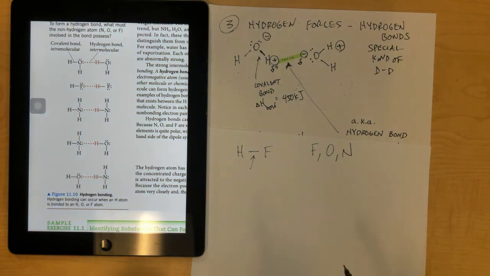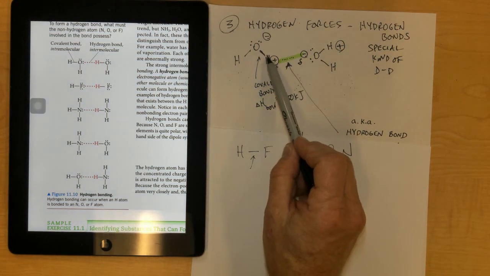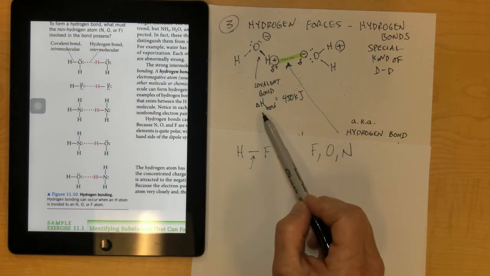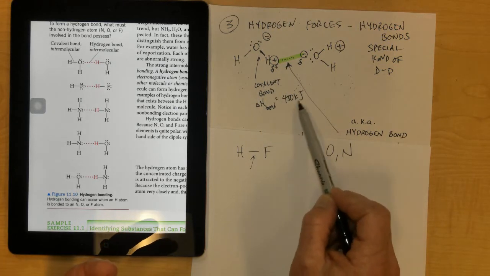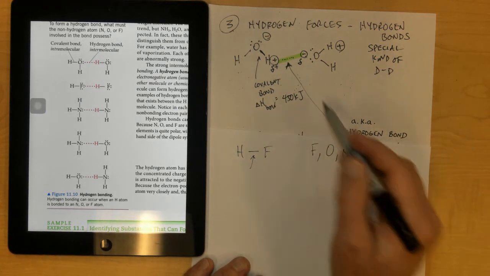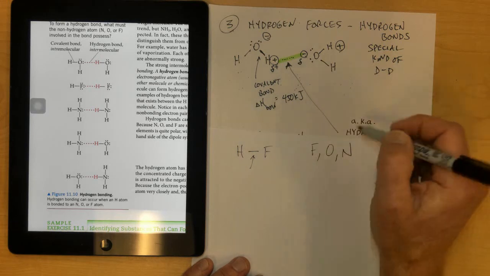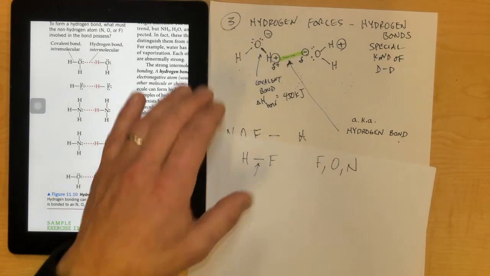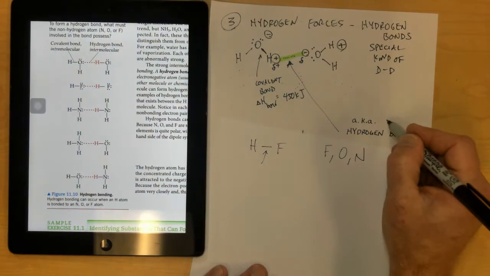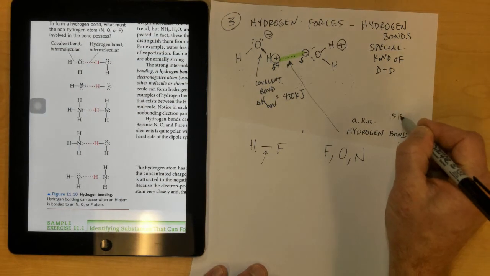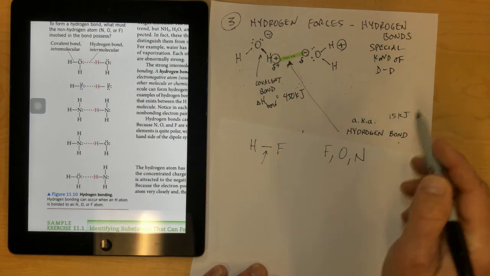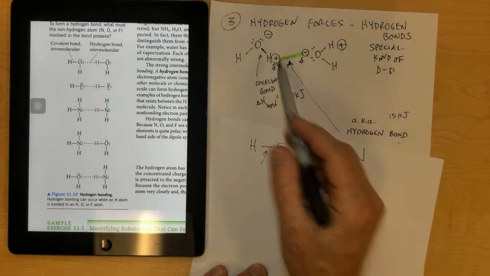So these bonds right here between the H and the O are covalent bonds, and they have a bond energy of like 450 kilojoules. The hydrogen bond that holds one molecule to another is not very strong at all. That hydrogen bond is maybe like 15 kilojoules or so per mole. And so it's a lot less than 450.